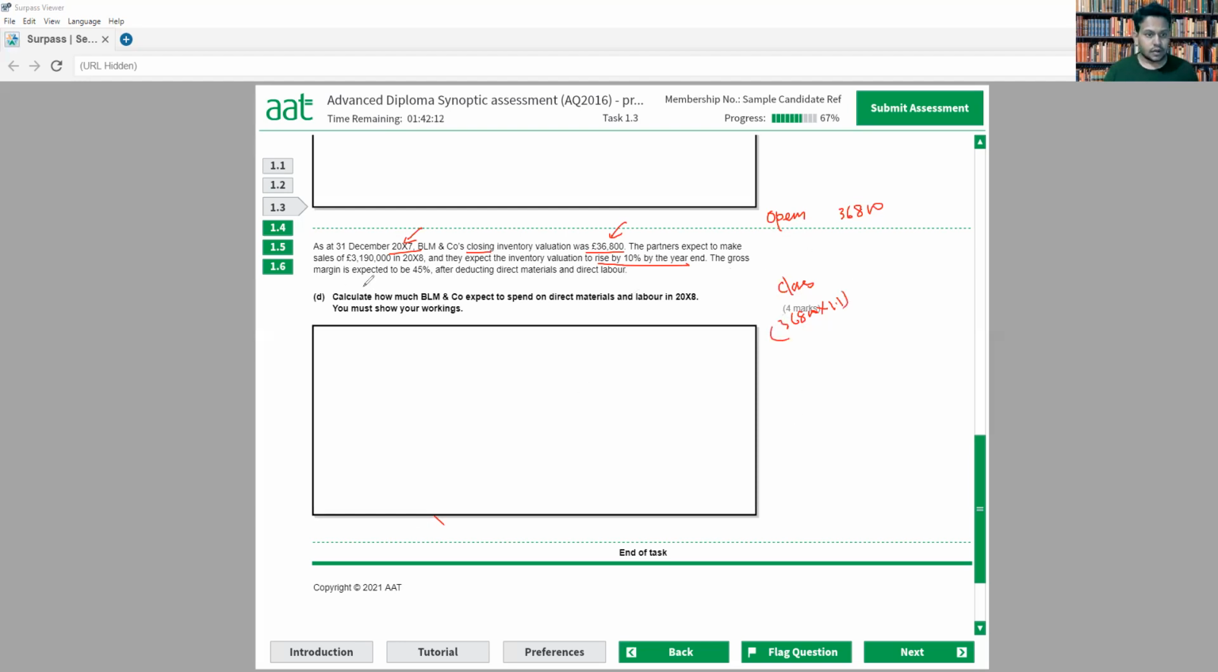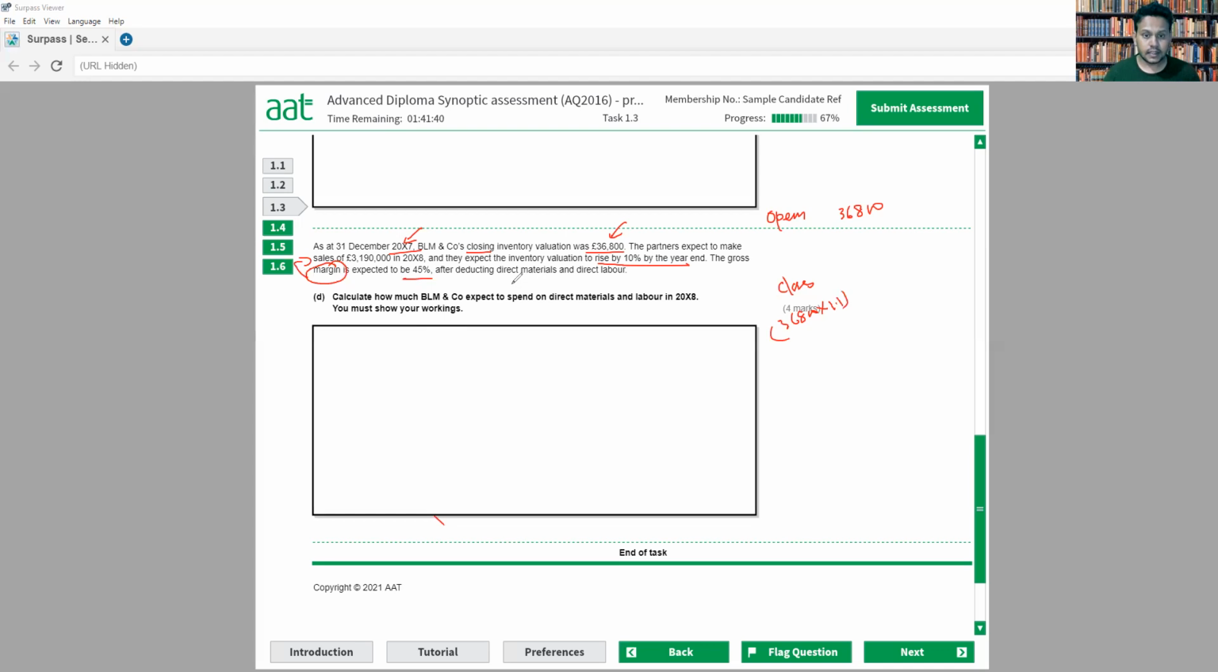Then the gross margin is expected to be 45%. Gross margin, it's not markup, it's margin. Be very careful with that. So margin goes with the sales. I'm very happy because if they give me markup, I have to change it. I really don't have to change it. This question is from the incomplete records. So if you don't understand or don't remember your markup and margin, make sure you revise once again, because in the exam, they're not going to make it simple. They'll give you sales and markup, or markup, margin, and the cost.